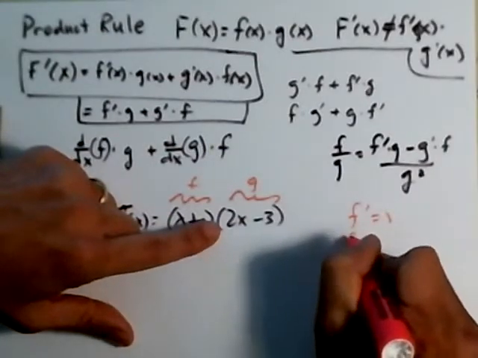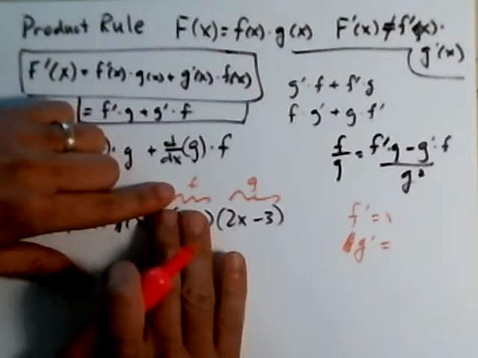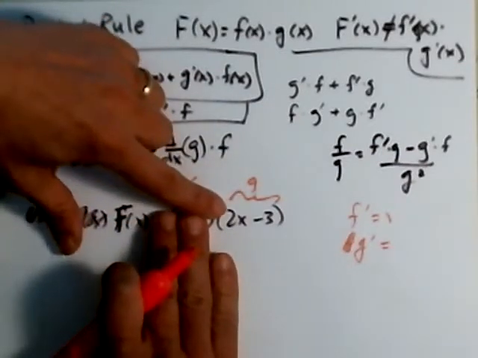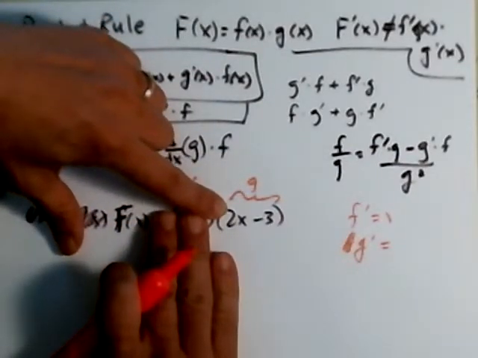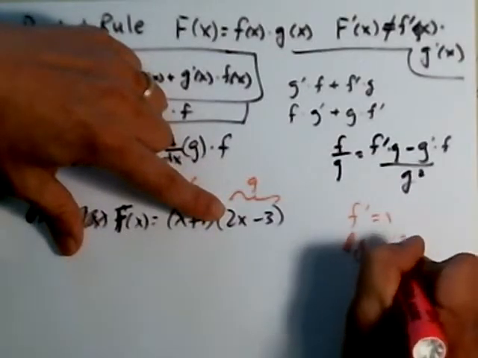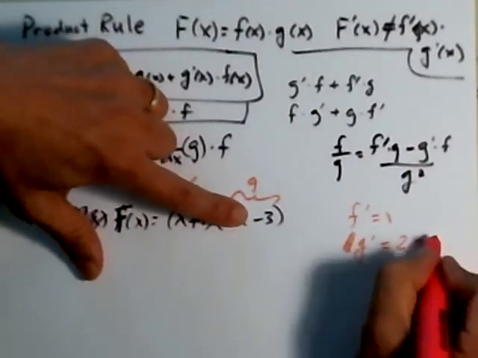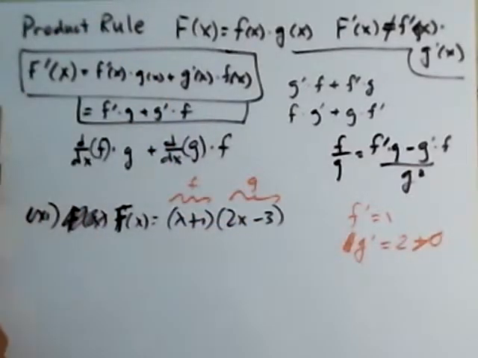Now let's get g prime. We're not going to look at the first factor. We're going to look at the g function right here, the derivative of 2x. We said the derivative of a linear function is just 2, and then plus, or minus in this case, the derivative of a constant is just 0. So we're just going to leave it as 2.